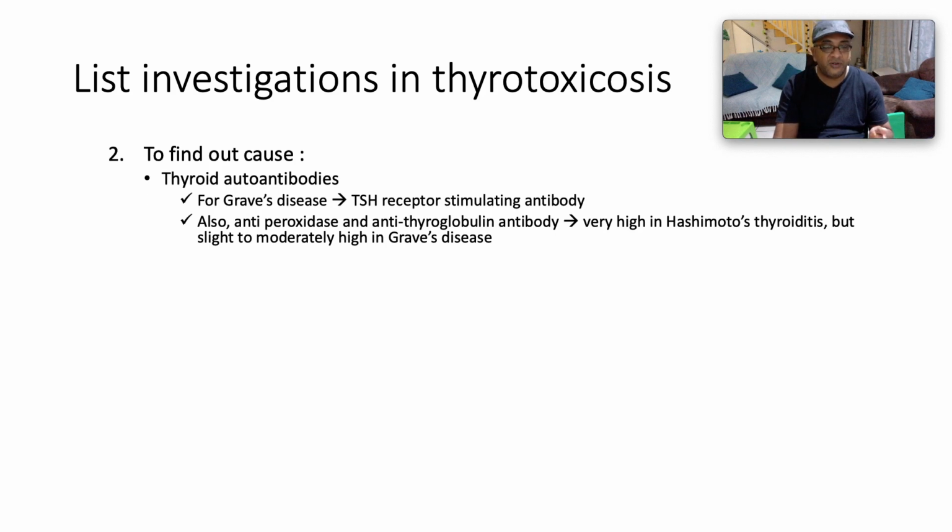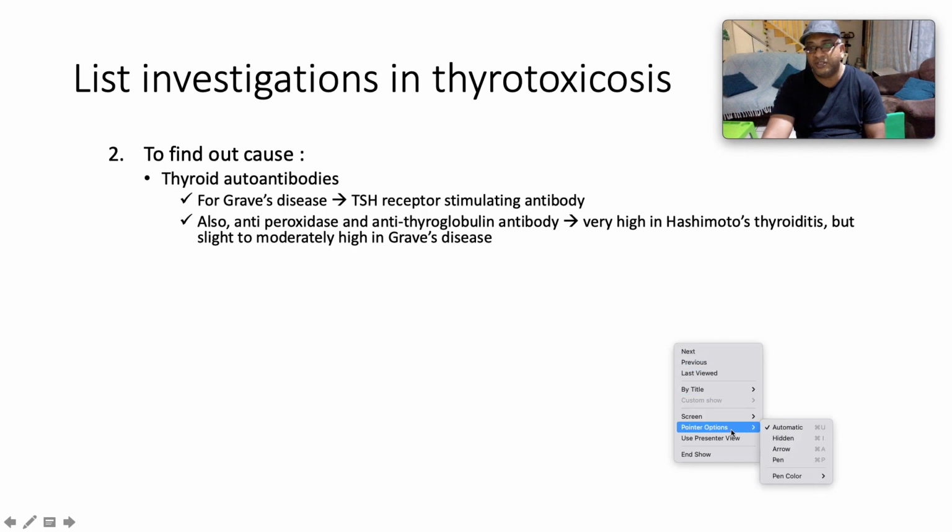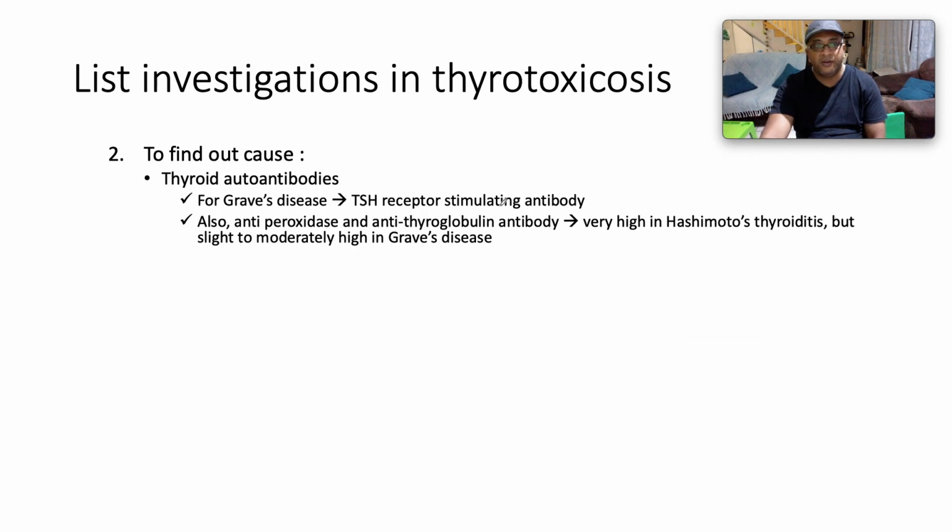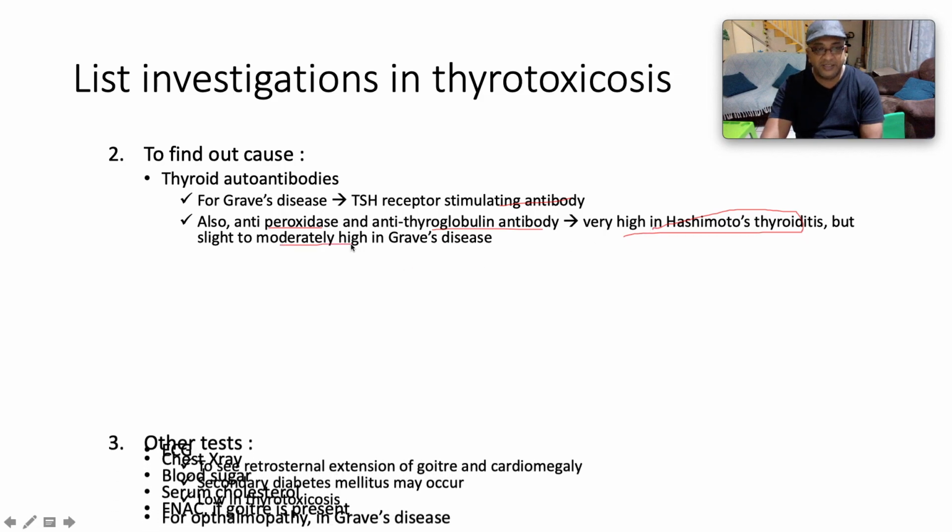To ascertain the cause, we do our thyroid autoantibodies. So for Graves' disease, we speak about the infamous TSH receptor antibody. All right. And also you can do antithyroid peroxidase and antithyroglobulin antibody, which happen to be very high in Hashimoto's thyroiditis, but only slightly to moderately increased in Graves' disease.